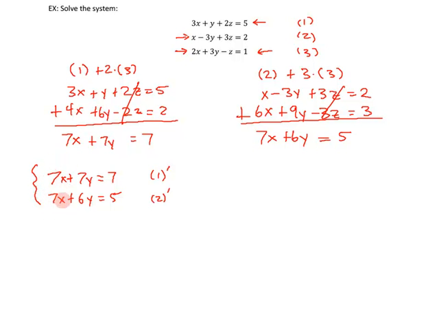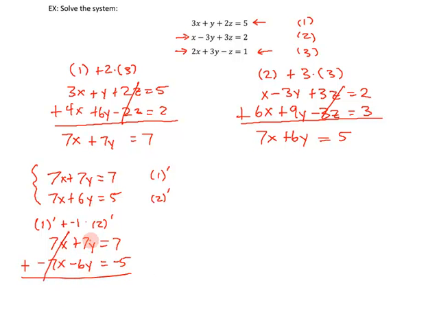I'm going to do addition again because it's pretty easy to get these to cancel. What if I took equation 1 prime plus a minus 1 times that second equation? Take this minus this. That is 7x plus 7y equals 7. And take minus 7x, just multiplying this by negative, minus 6y equals negative 5. And add that up. The 7x's subtract out. 7y minus 6y is just y. And 7 minus 5 is 2. So I've got y equals 2. Alright, I'm part of the way there.